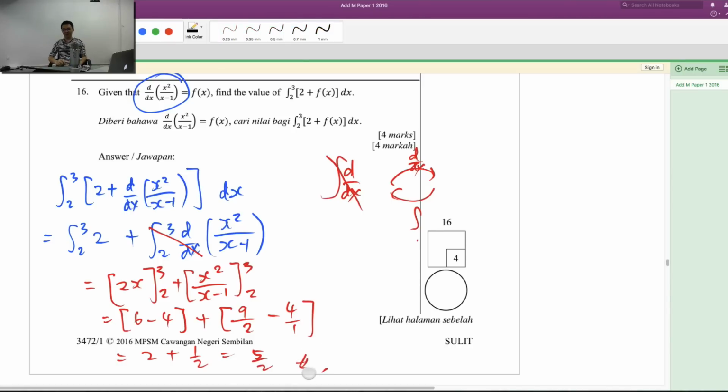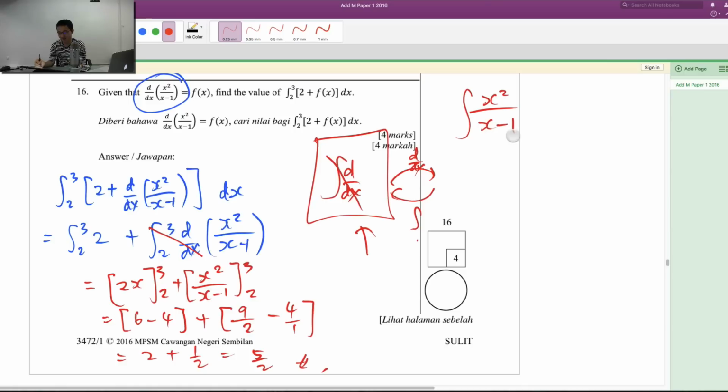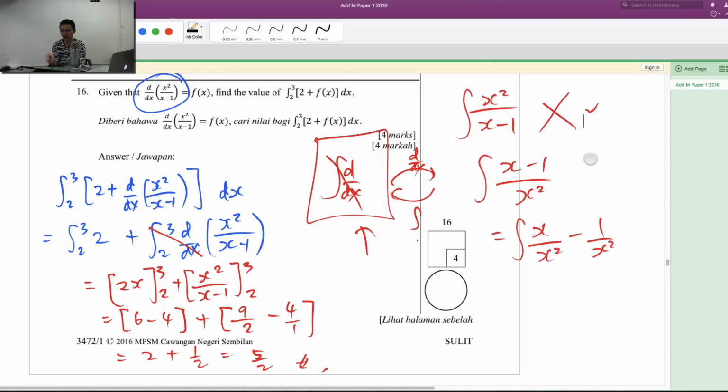Alright, this idea is very important in the integration topic, because a lot of students were trying to do something like integrate x squared over x minus 1. I tell you, in your SPM syllabus, it's not possible to integrate this one. Why? Because in your SPM syllabus, integration does not have the quotient rule or product rule. So don't ever try to integrate this one. However, you can integrate this one if the equation is like this. So what you can do is separate them, minus 1 over x squared, then only you start to do the integration. But for the first one, you can't integrate.